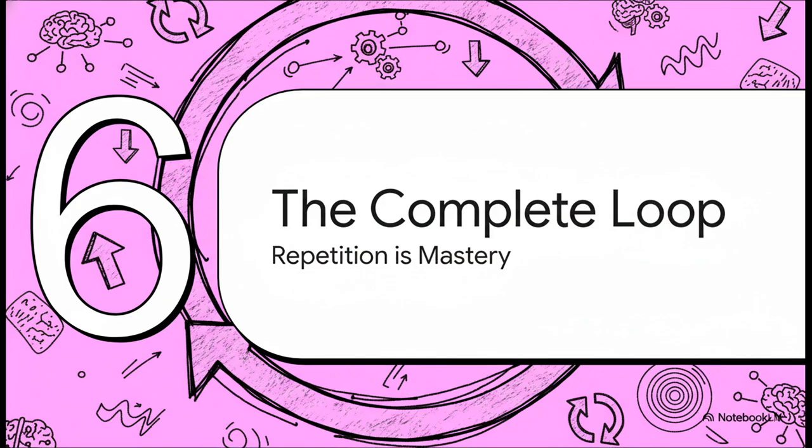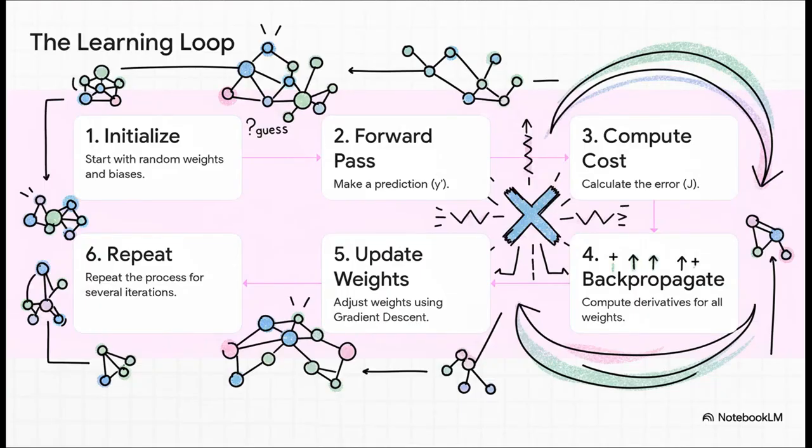Okay, we've seen all the individual pieces of the puzzle. Now, let's put them all together and see the whole powerful learning cycle in action. And here it is, the whole shebang. The network starts off totally random. It makes a guess. It calculates its mistake score. It uses backpropagation to figure out how to fix its mistakes. Then it uses gradient descent to nudge every single one of its weights just a tiny bit in the right direction. And then it does the whole thing over again, and again, and again. Thousands, maybe even millions of times.